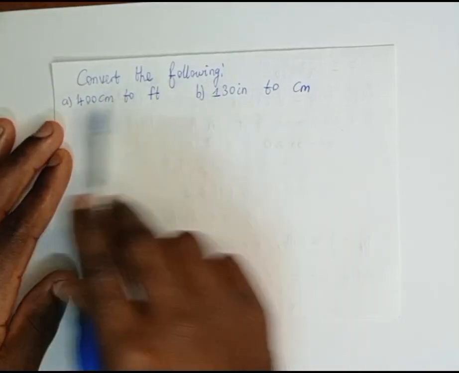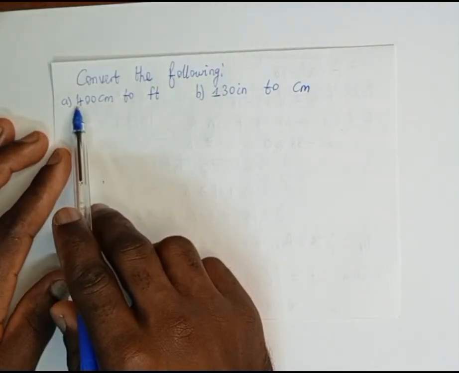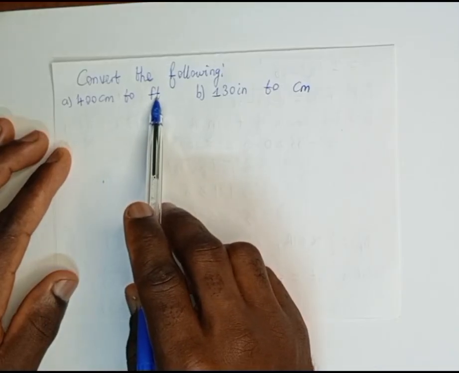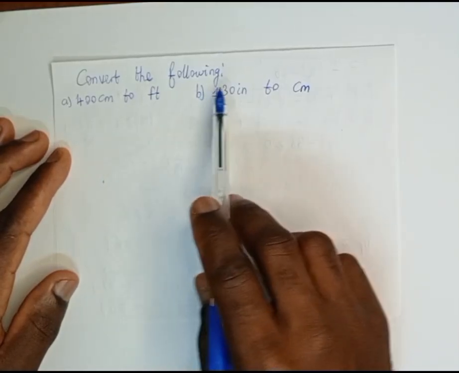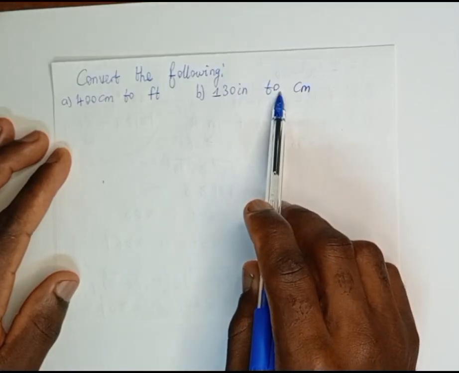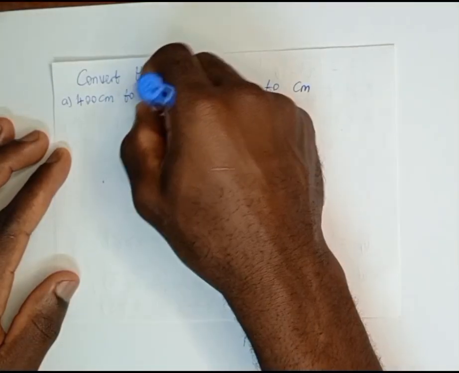Convert the following. For A, we have 400 centimeters to foot. B, 130 inches to centimeters. We take the solution.